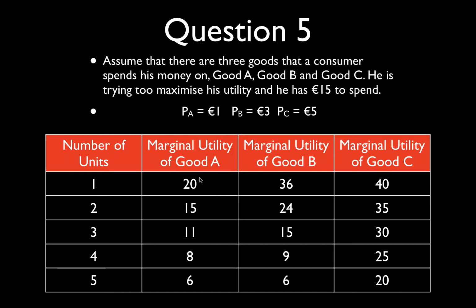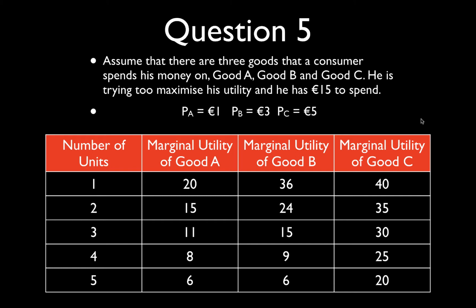Just to be clear again, I won't say this for the next question. The marginal utility that you get from the first unit of good A is 20 utils. The marginal utility that the consumer gets from the second unit of good A is 15. Again, we see the law of diminishing marginal utility applying for all of these. So please pause the video. Remember, he's got €15 to spend. The prices respectively of A is 1, B is 3, and C is 5. And these are the marginal utilities of each of those goods.